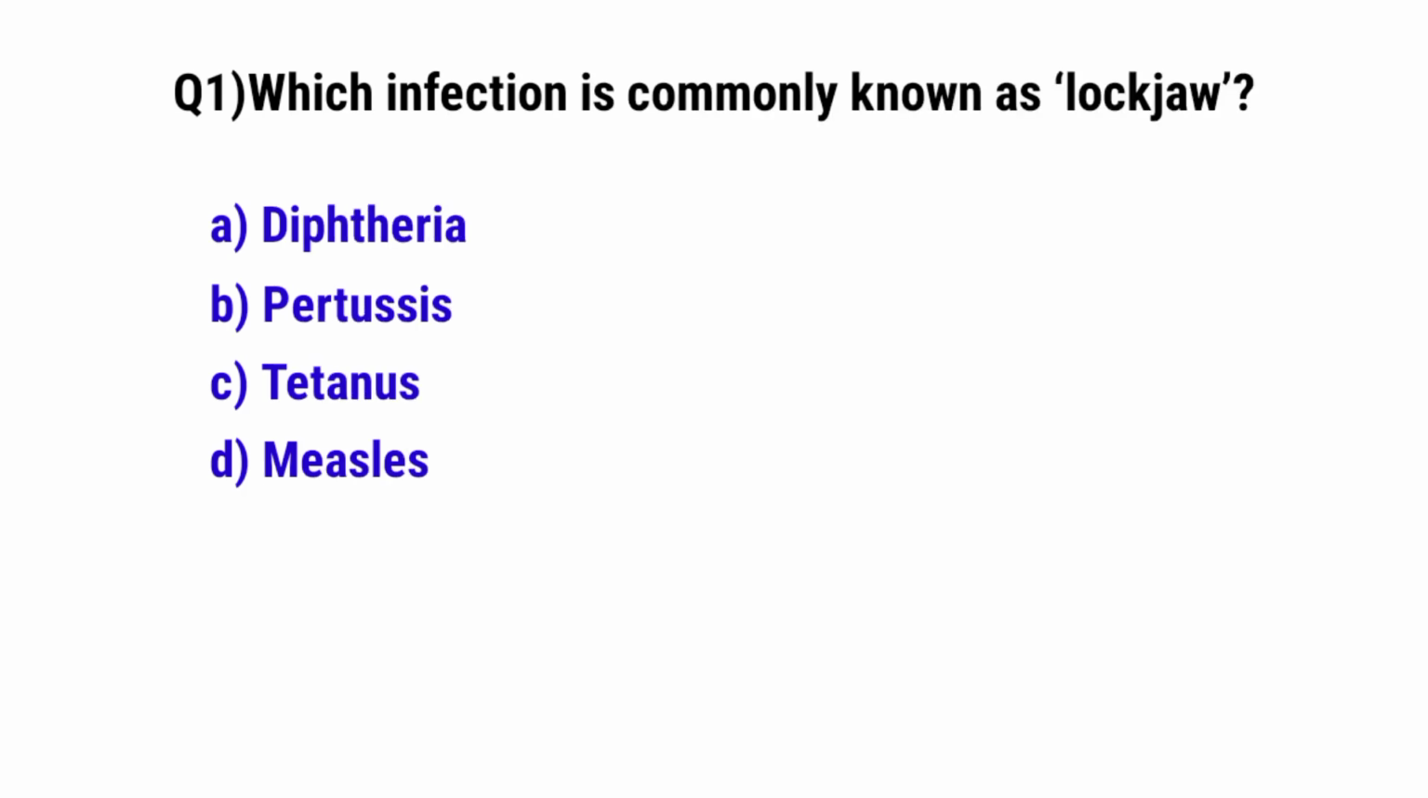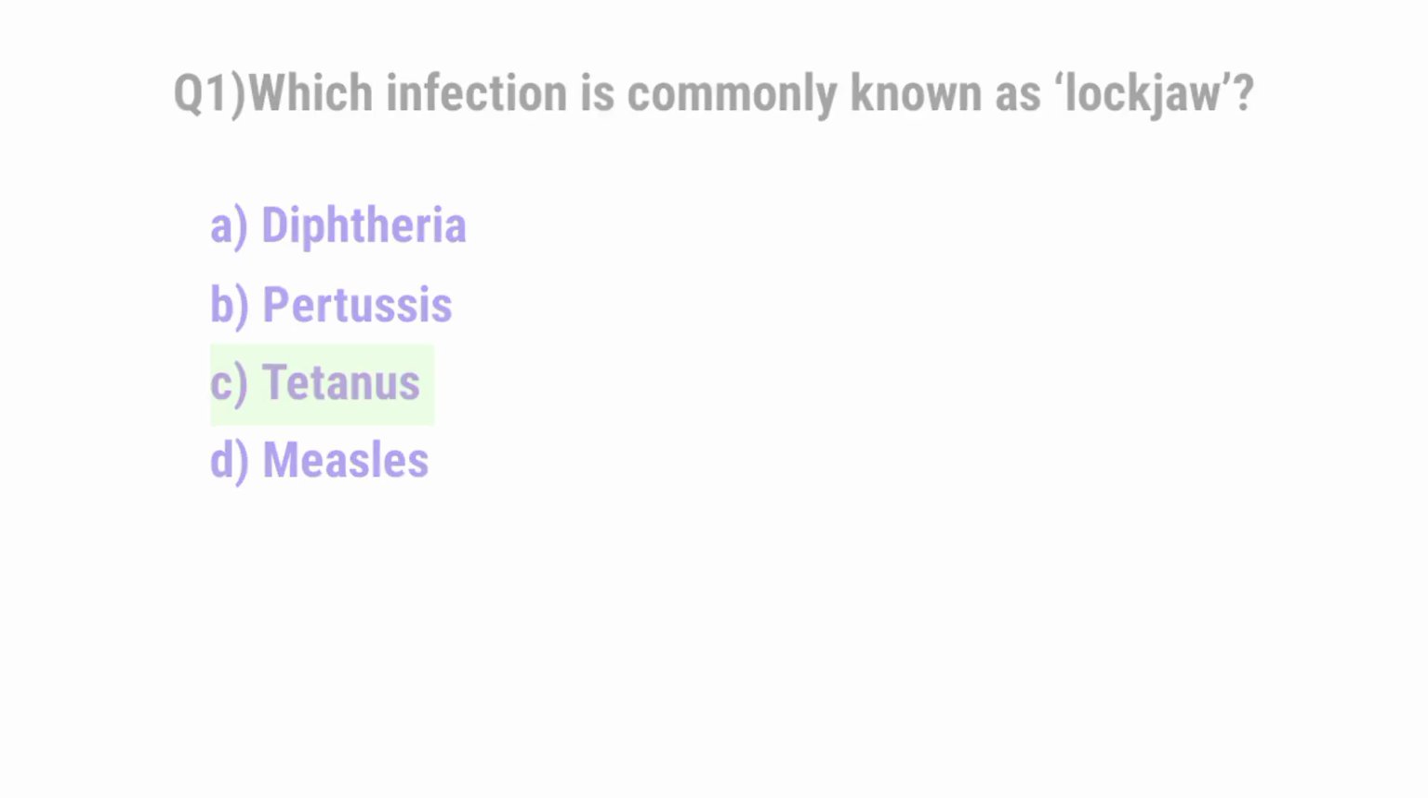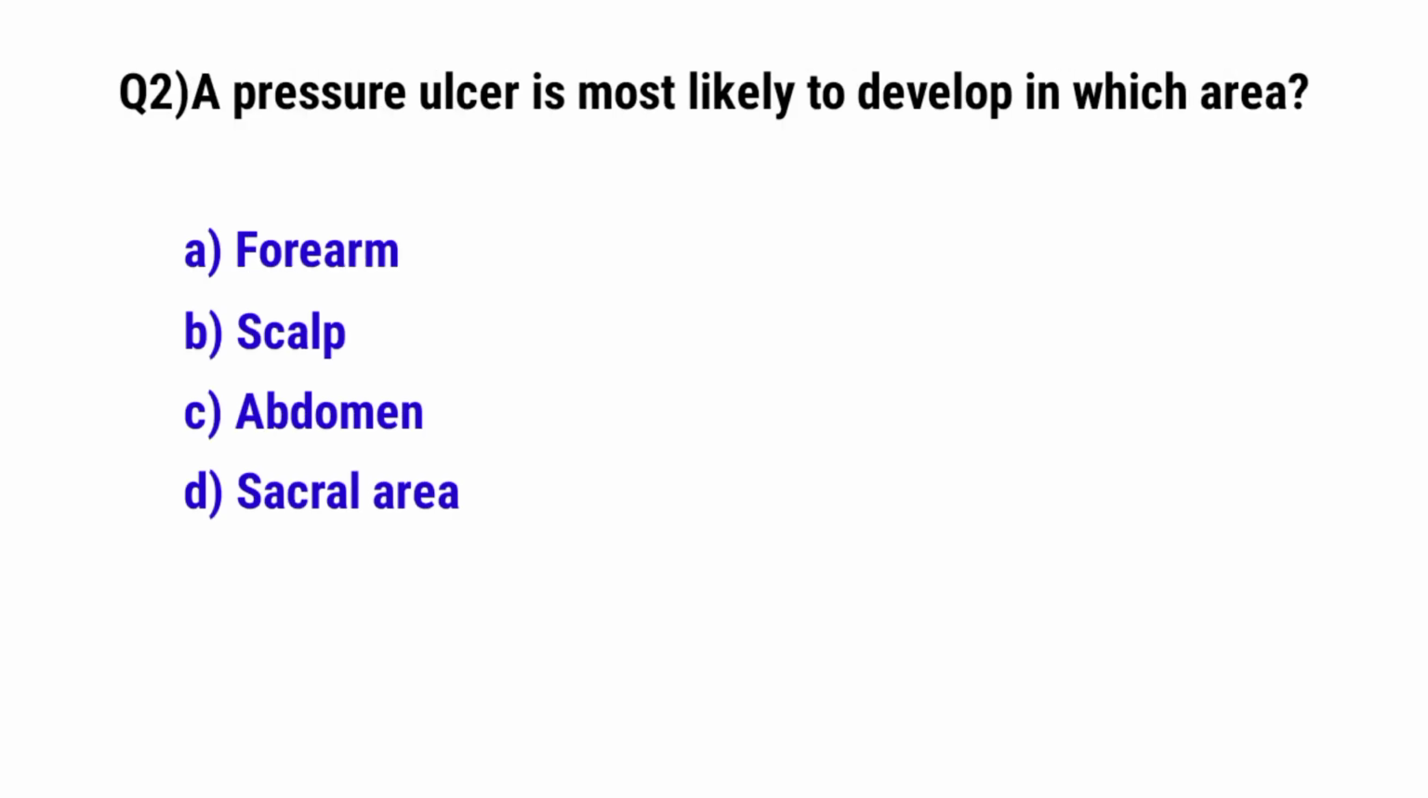Question number 1. Which infection is commonly known as lockjaw? The correct option is C. Tetanus. Question number 2. A pressure ulcer is most likely to develop in which area? The correct option is D. Sacral area.